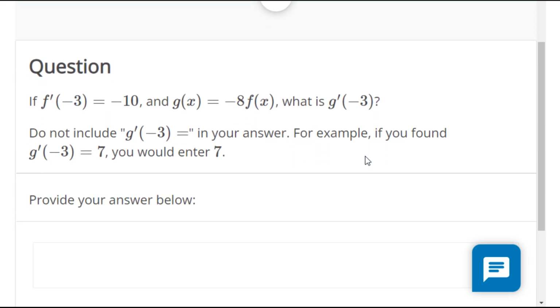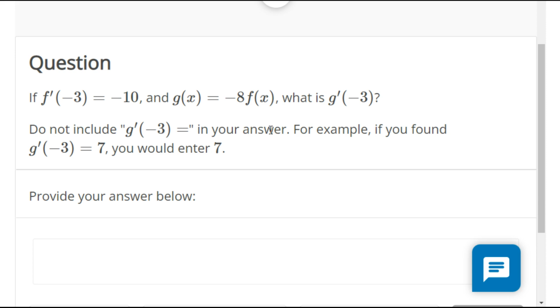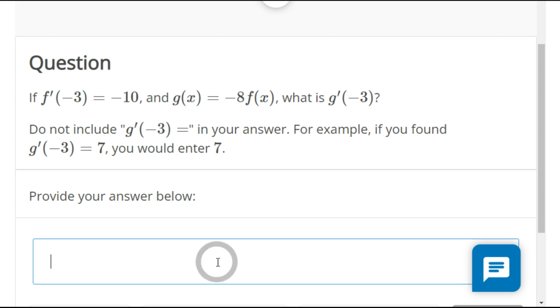Here, I bet we can do this one without even having to write anything down. Right? G prime is just going to be minus 8 times f prime. And so g prime of minus 3 is going to have to be minus 8 times f prime of minus 3. F prime of minus 3 is minus 10. So g prime of minus 3 would be minus 8 times minus 10. That's 80.